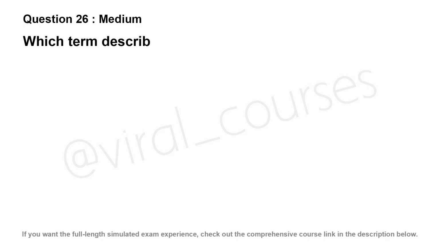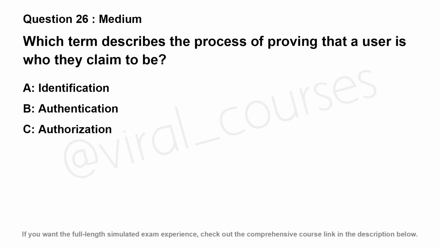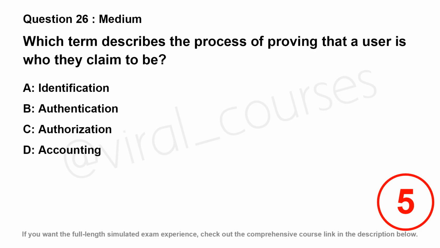Which term describes the process of proving that a user is who they claim to be? Option A, identification. Option B, authentication. Option C, authorization. Option D, accounting.